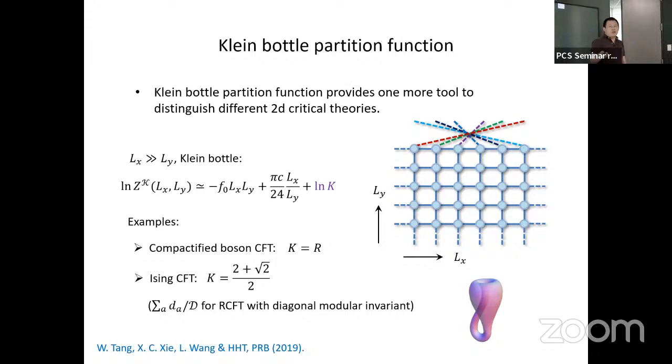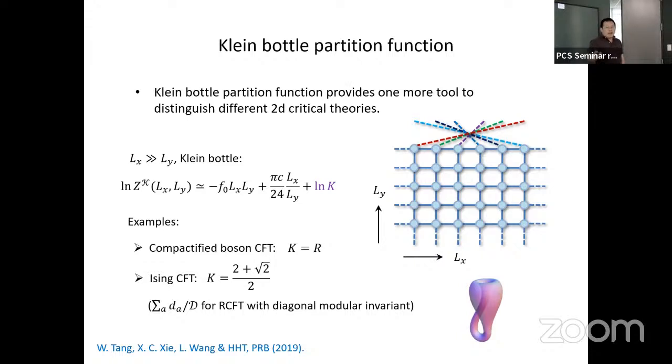And one example is the central charge c equal to 1 compactified boson CFT. So in this case, k is just equal to R, the so-called compactification radius of the free boson CFT. So immediately you get the compactification radius, and you can pin down the corresponding free boson CFT, or equivalently the lattice parameter. And for the Ising CFT, this k is also quite interesting. It's just 2 plus 2 divided by 2.